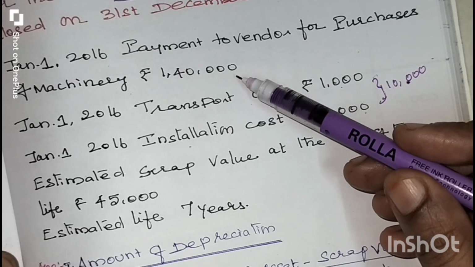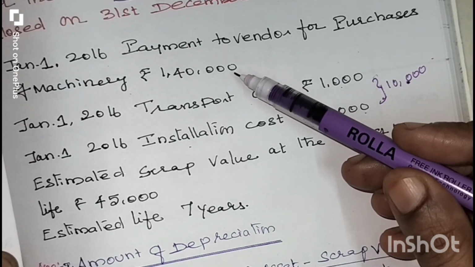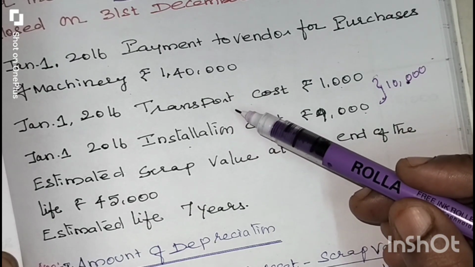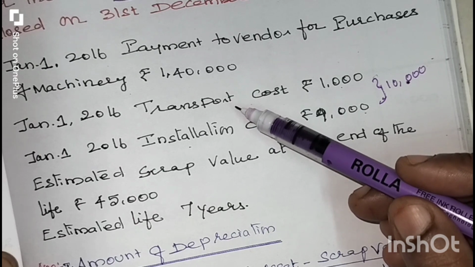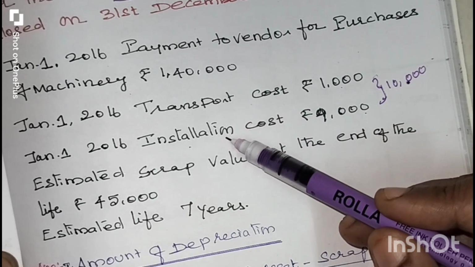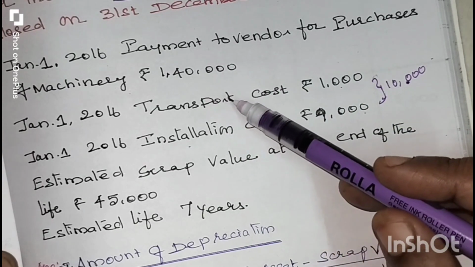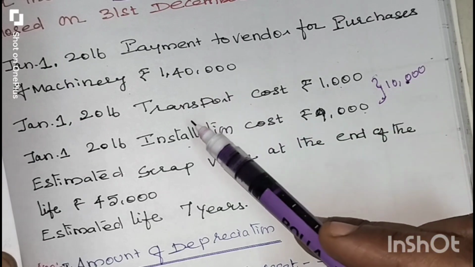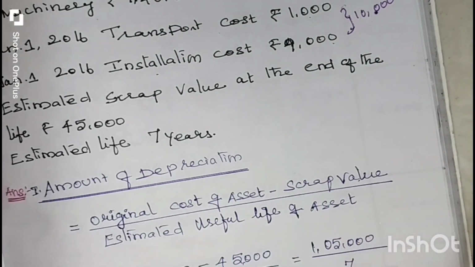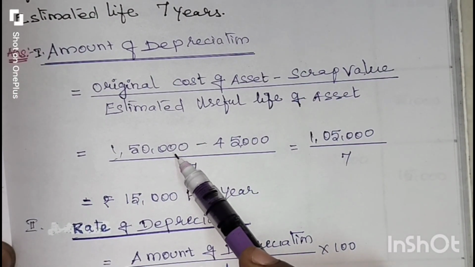Why? Because whenever you purchase a new asset, you have to spend some money on transportation cost and installation charges for fixing the asset in your company. So you have to add these transport charges and installation charges to the purchase cost of the new asset. So 1,40,000 rupees plus 10,000, you will get 1,50,000 rupees. This is the original cost of the asset.